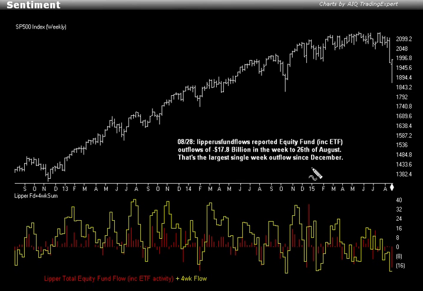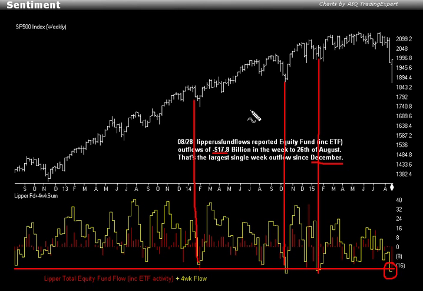And also in the Lipper US fund flows, we saw a net outflow of $17.8 billion in the week to Wednesday. That's the largest single weekly outflow since December. And this 4-week flow in yellow here is getting down to levels that we've seen at the bottom of corrections in this bull run that we've had.